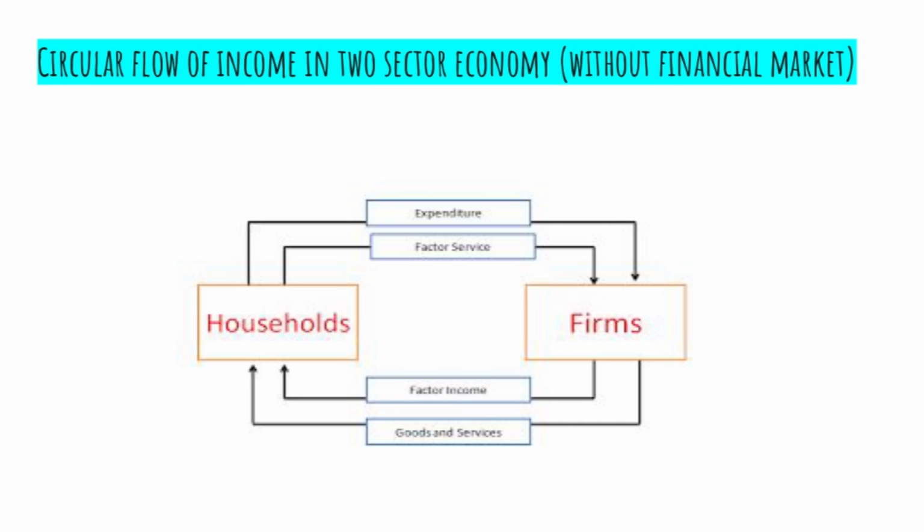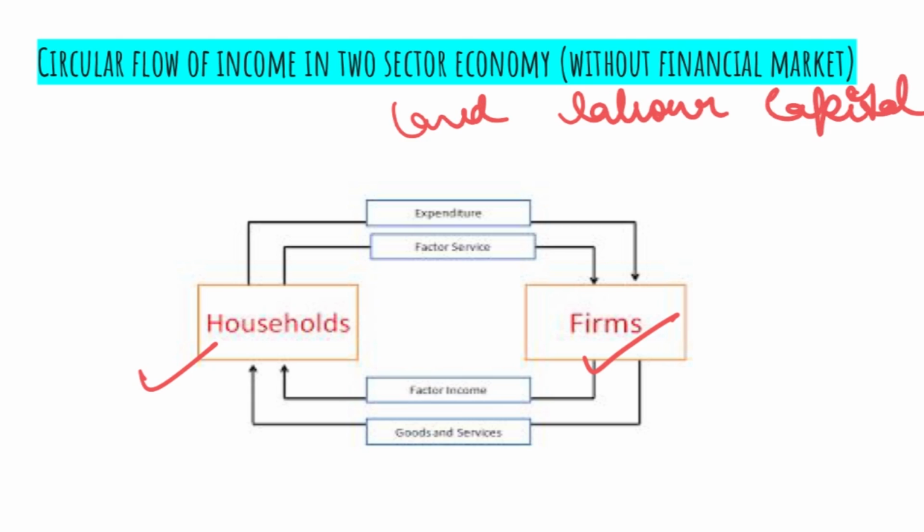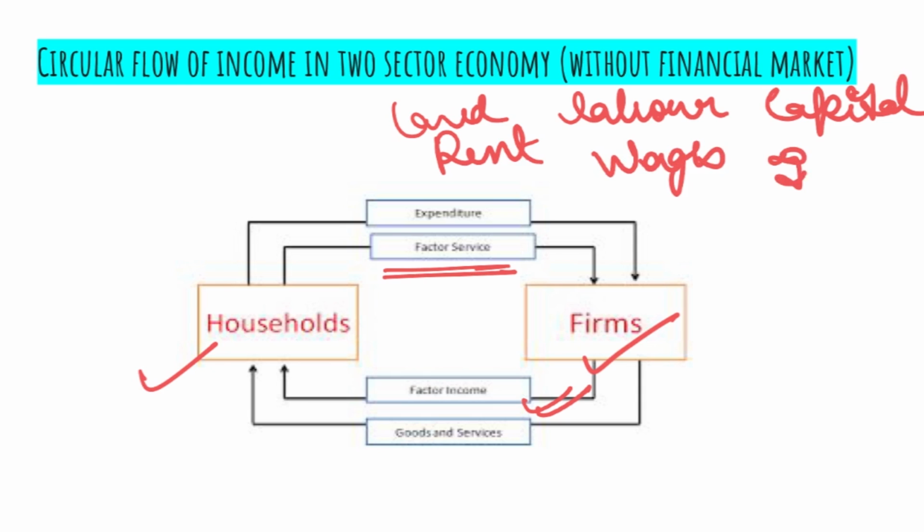Here we see that there are only two sectors in the economy. The first one is the household sector and the other one is the firms. Household sectors provide various services in the form of land, labor and capital, which in short is termed as factor services, and in return for the services which the households have provided to the firms, they get factor income. So for the land, they get rent, for labor, they get wages, and for the capital, they get interest.